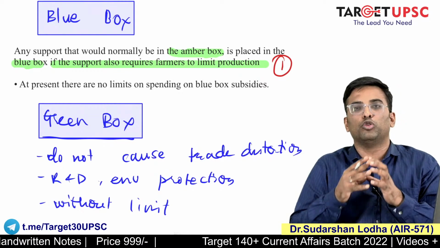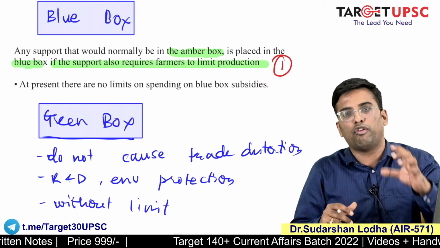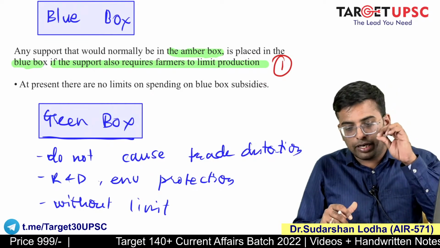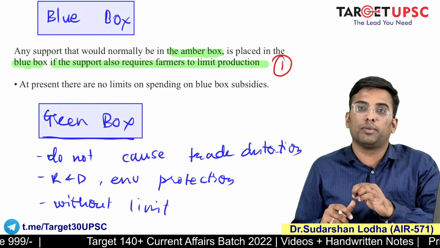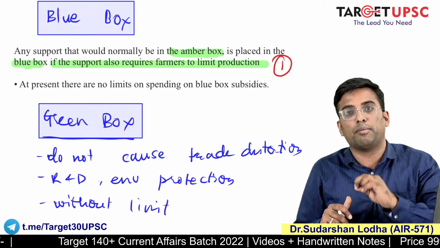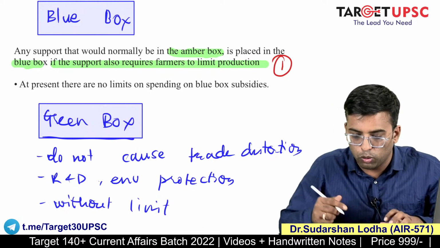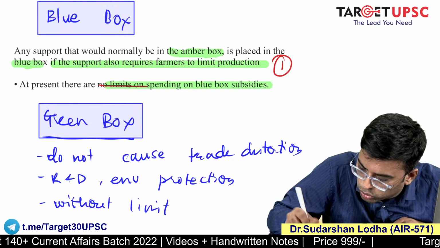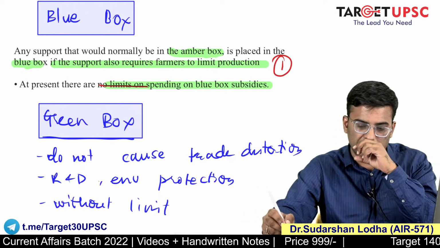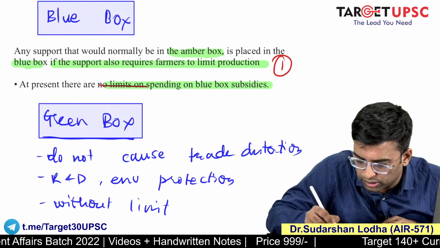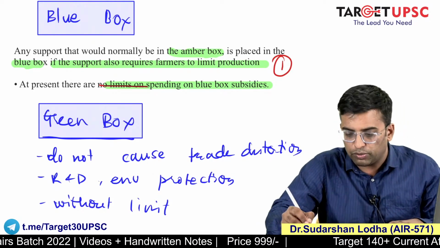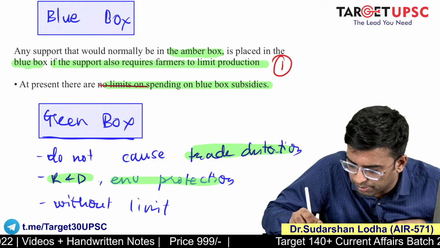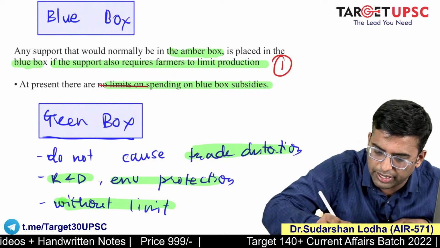Normally whichever subsidies government gives to farmers, which affects the trade, which affects the distortion, it goes into amber box. लेकिन ऐसे कुछ सब्सिडीज हैं which tell the farmers to limit the production, that goes into blue box. And at present there is no limit to spend on blue box subsidies. तो ये important चीज आपको पता चाहिए. Then there are green box subsidies, which are subsidies which do not cause trade distortion, majorly given for R&D, environment protection, and these are also without limitation.